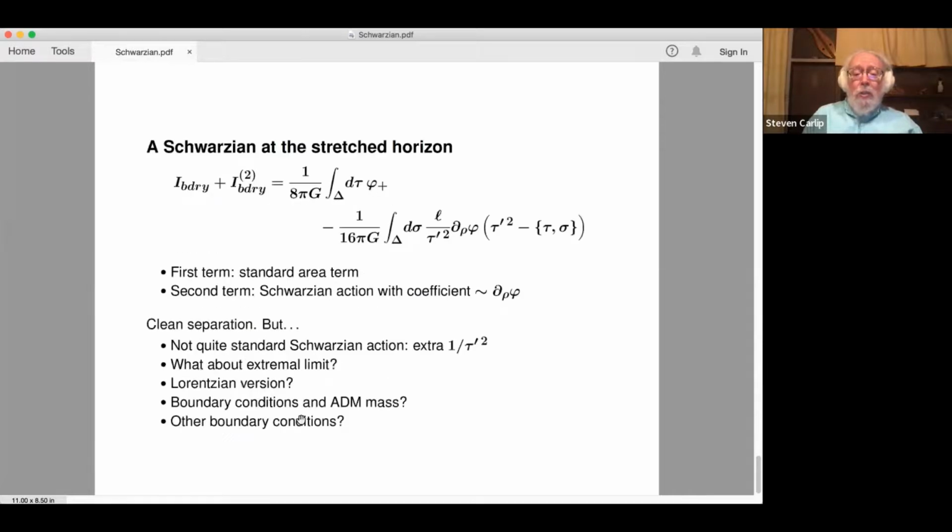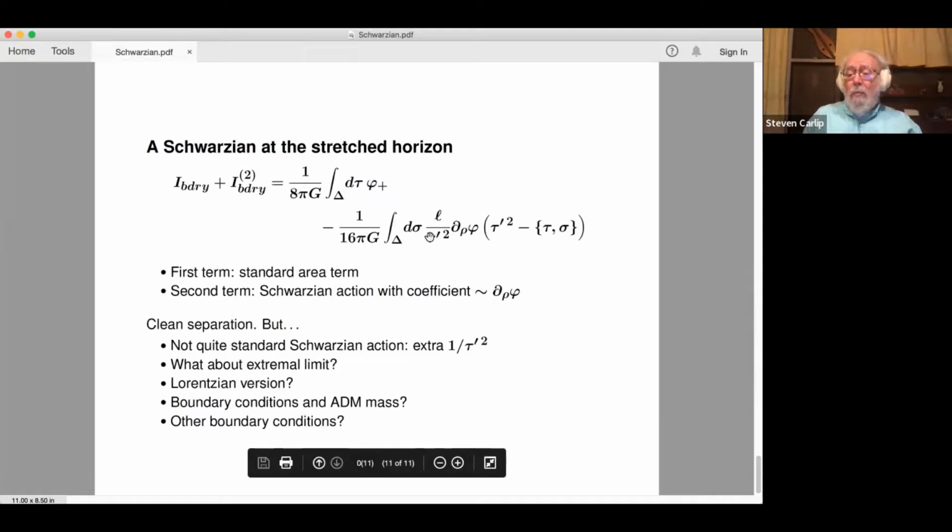No such thing happens in the non-extremal case. And as a result, to get the right transformation properties, you have this extra 1 over tau prime squared. I don't know what that means for quantization of this action. There may be some clever change of variables that makes it go back to a standard Schwarzian. I just don't know.